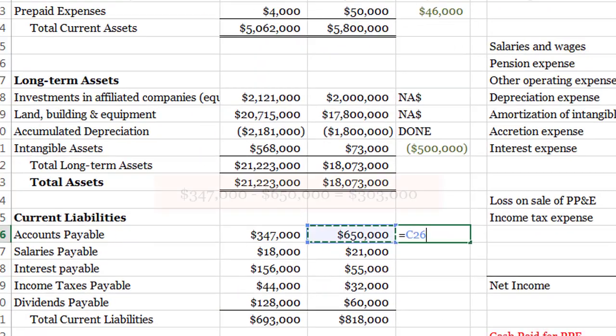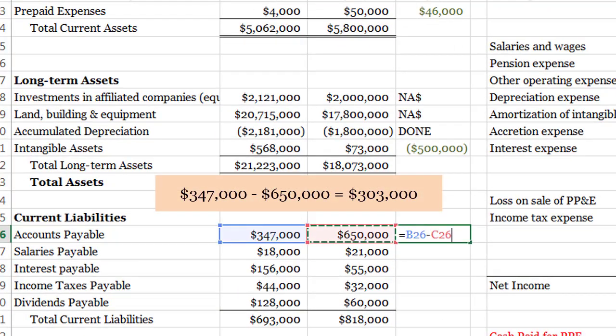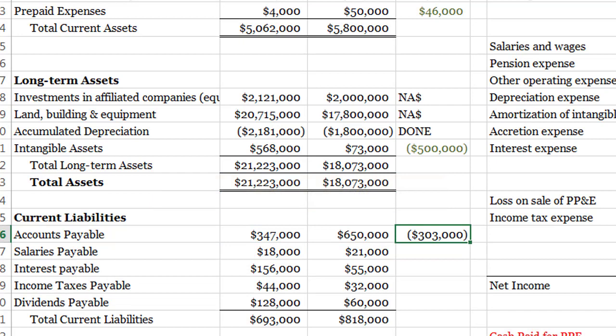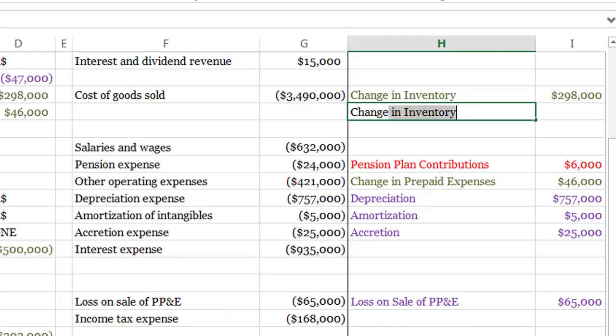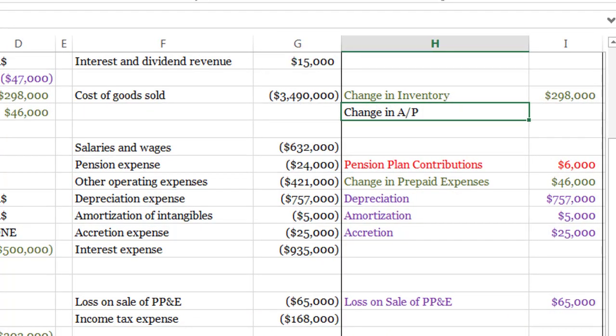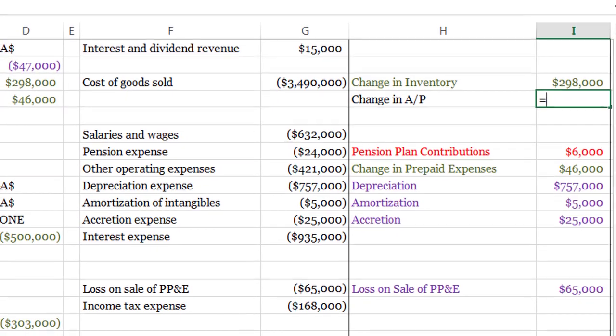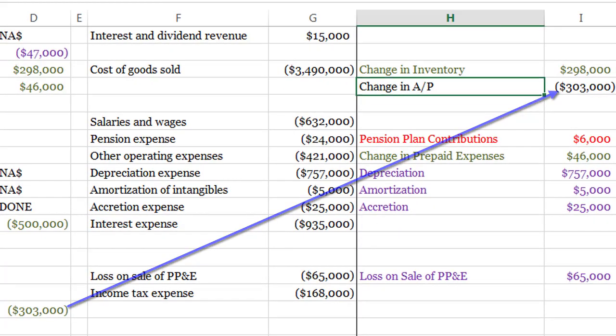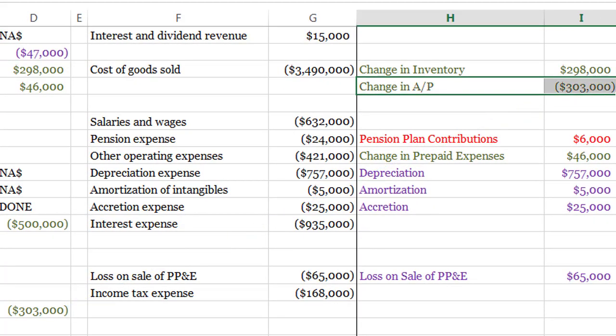And the way we're going to do this is we're going to take the 347 minus the 650. That way, as accounts payable goes down, cash goes down. There's our negative adjustment, $303,000. I'm going to mark that in green for step 5. And I'm going to put the change in accounts payable right here. And there we go, 303,000. And I'll mark it in green.